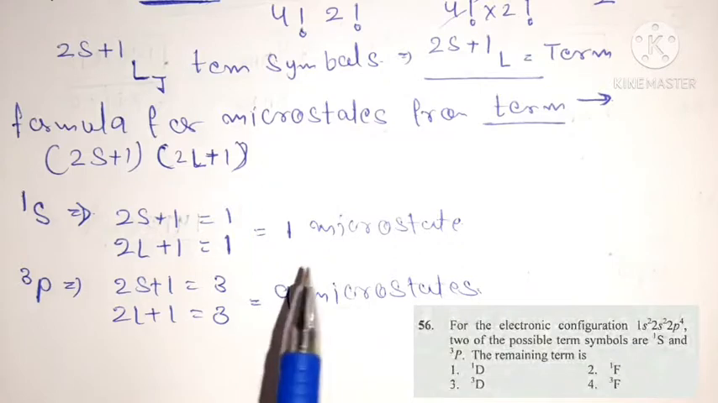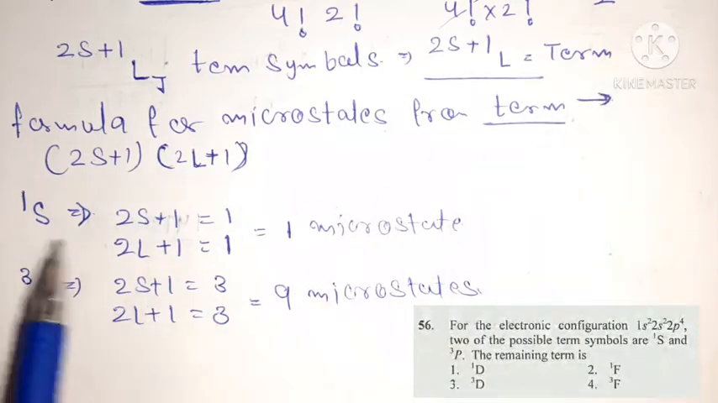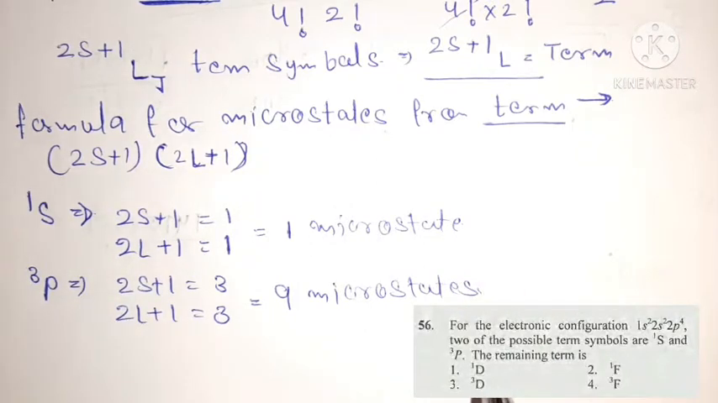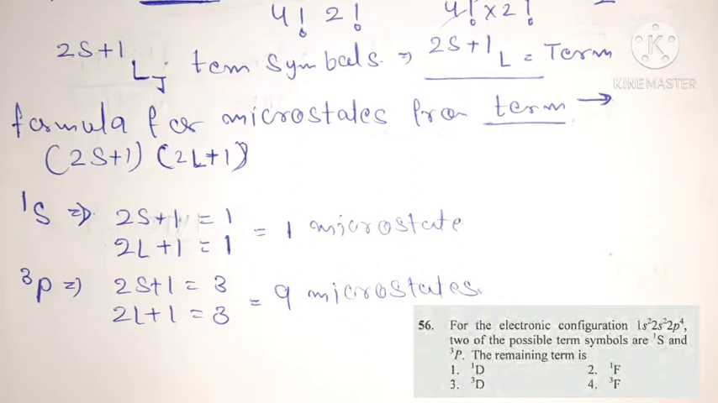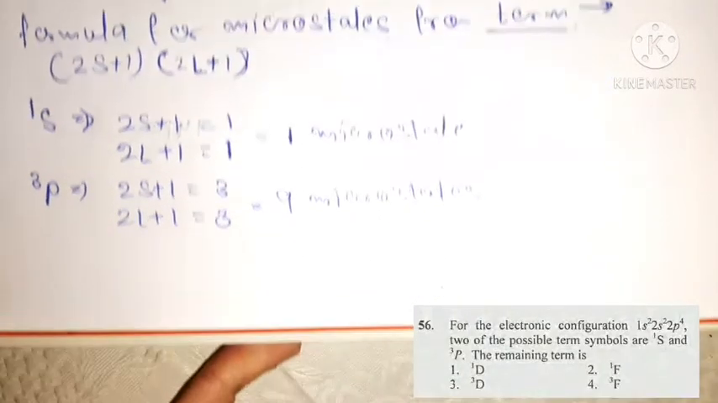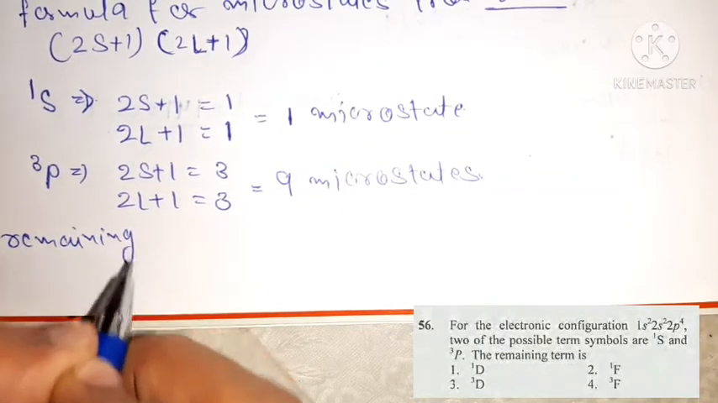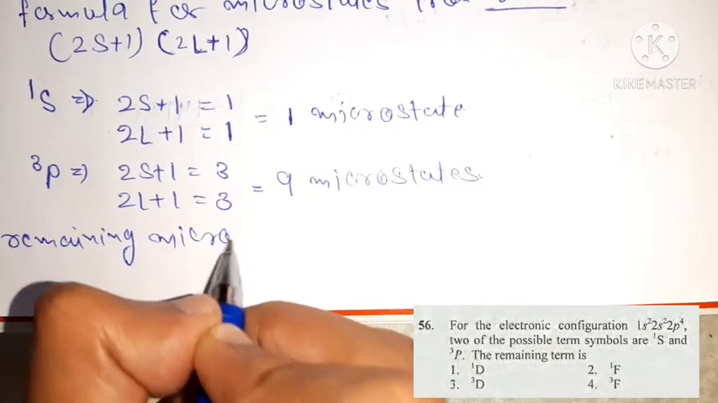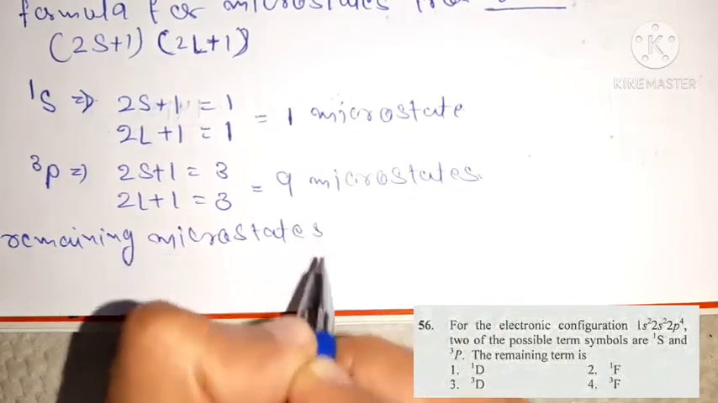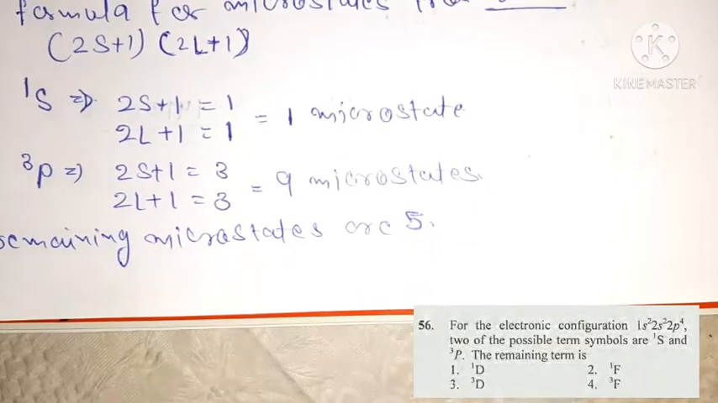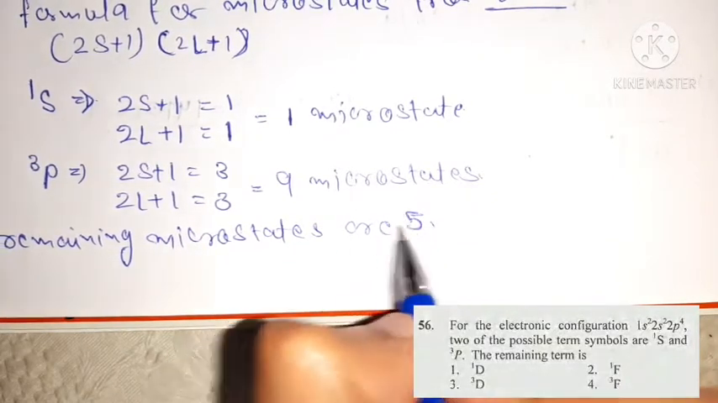Okay, so 1 microstate out of 15 is related to your 1s, and 9 microstates out of 15 are related to your 3p. So this will be a total of 10 microstates. So we have 5 microstates left. Remaining microstates are 5. So it means your remaining term will be related to these 5.